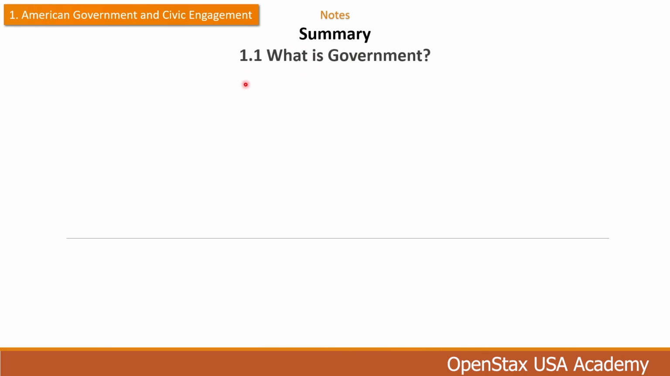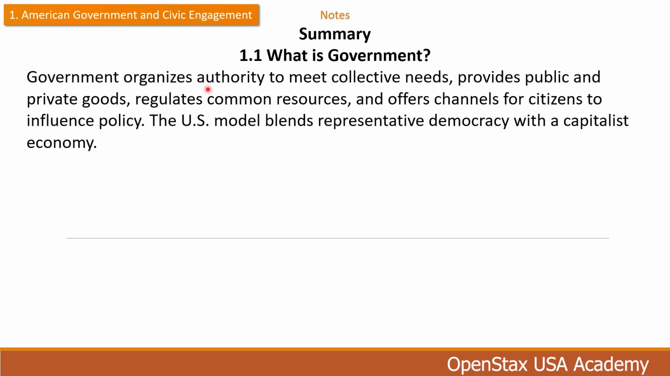Next, summary. 1.1 What is government? Government organizes authority to meet collective needs, provides public and private goods, regulates common resources, and offers channels for citizens to influence policy. The US model blends representative democracy with a capitalist economy.